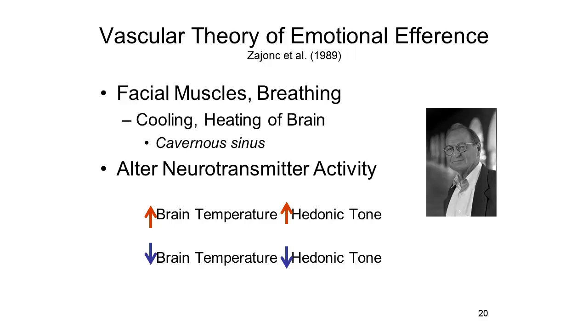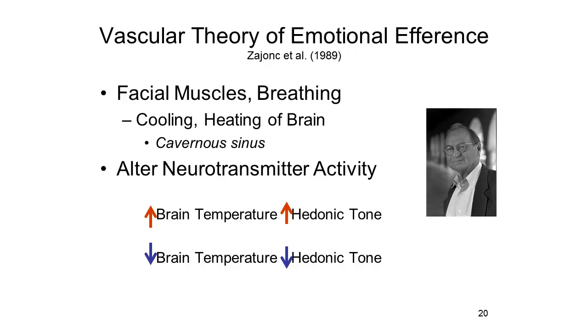Zajonc has proposed that the movement of certain facial muscles affects our patterns of breathing, and that our breathing regulates the cooling and heating of the brain. The cooling and heating of the brain in turn alters the actions of certain neurotransmitters. So if you increase the temperature of the brain, you lower people's hedonic tone. They feel less pleasant. If you decrease the temperature of the brain, you increase hedonic tone.